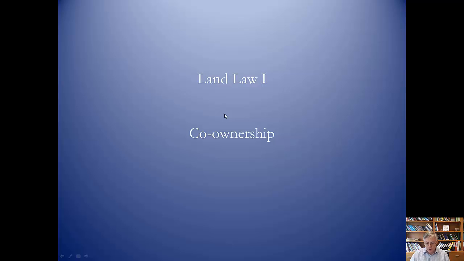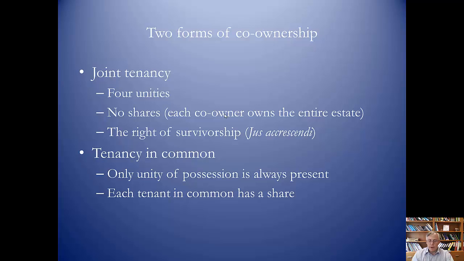This is a short podcast just to go over some of the main ideas that we saw in the lecture on co-ownership. So we saw that there are only two possible forms of co-ownership. One is the joint tenancy, and we said the characteristic of the joint tenancy is that there must be the four unities of time, title, interest and possession.